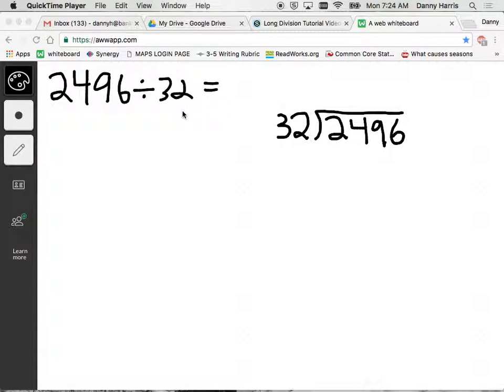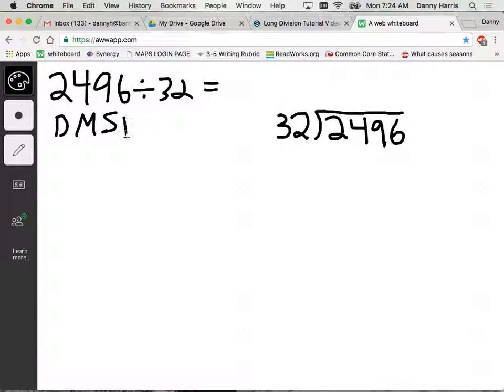Hey everybody, this is just a short video to help us remember how to do some long division. For this method we will be doing the DMSB method, and another important thing to remember is that this method repeats itself.